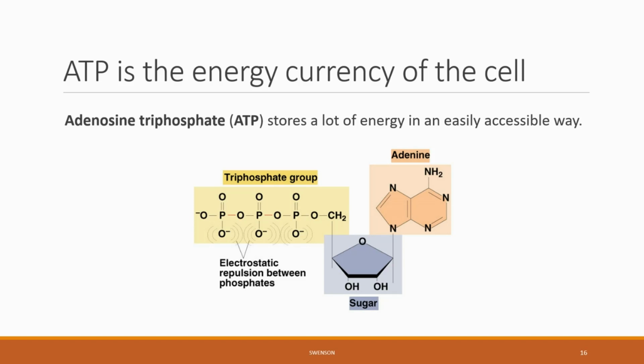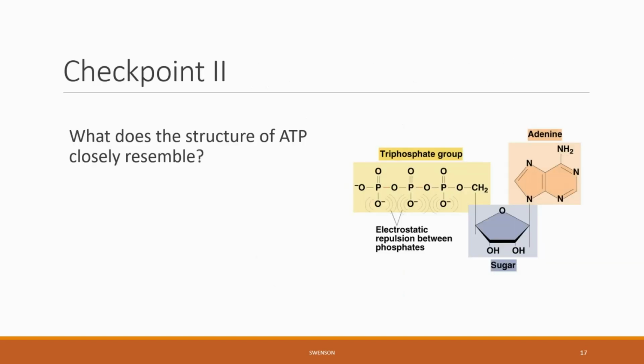These phosphates store a lot of energy in an easily accessible manner. So we have nucleic acid attached to ribose that is attached to phosphate. And this should ring a bell about another biomolecule we have previously covered. And so, checkpoint two, what does the structure of ATP closely resemble?